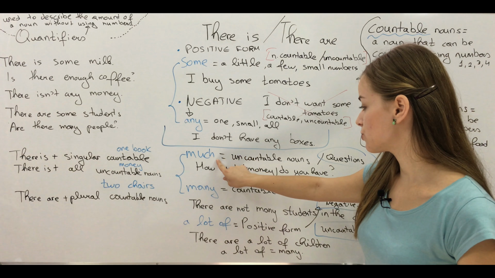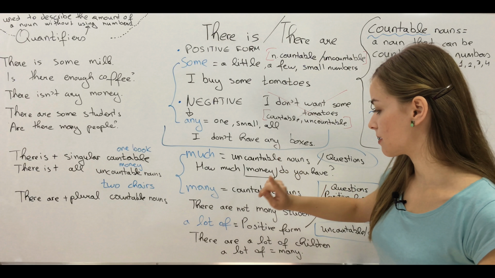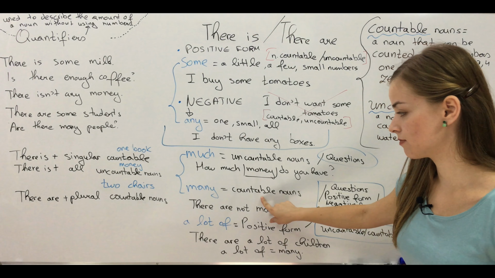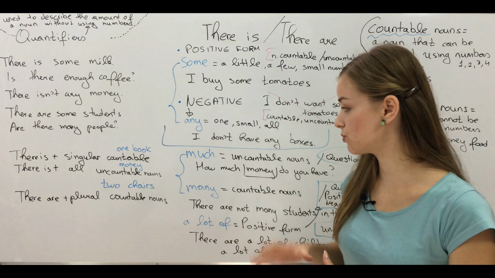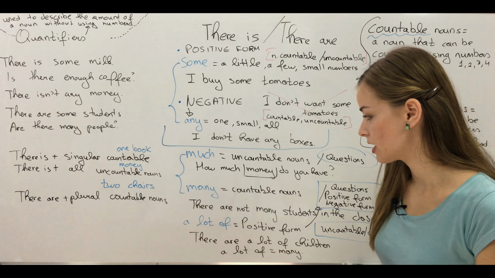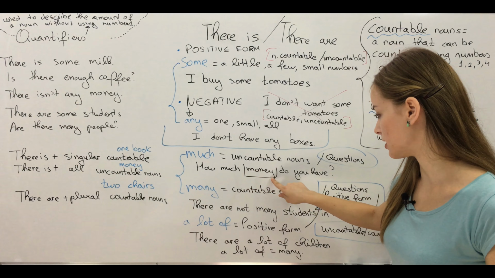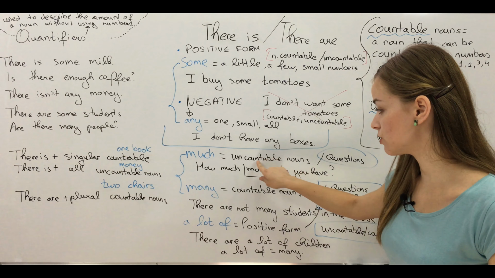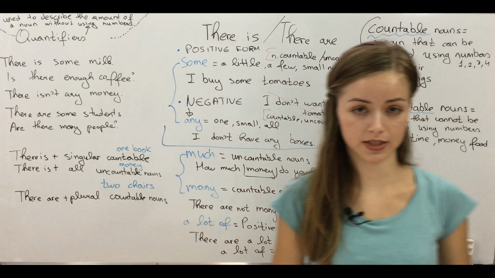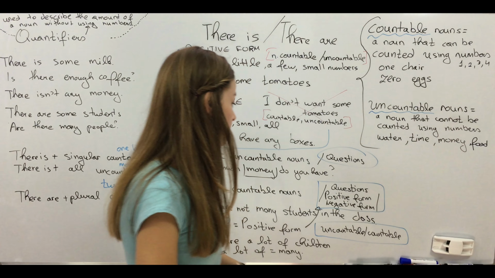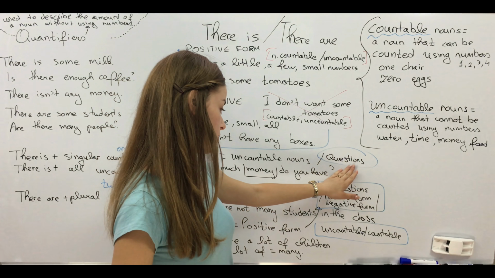Remember, much is used for uncountable nouns and many for countable. This is a way how you can remember when to use much and when to use many. Here you have a sentence about much. How much money do you have? So it is used with uncountable nouns, as we said. Mostly it is used with questions.